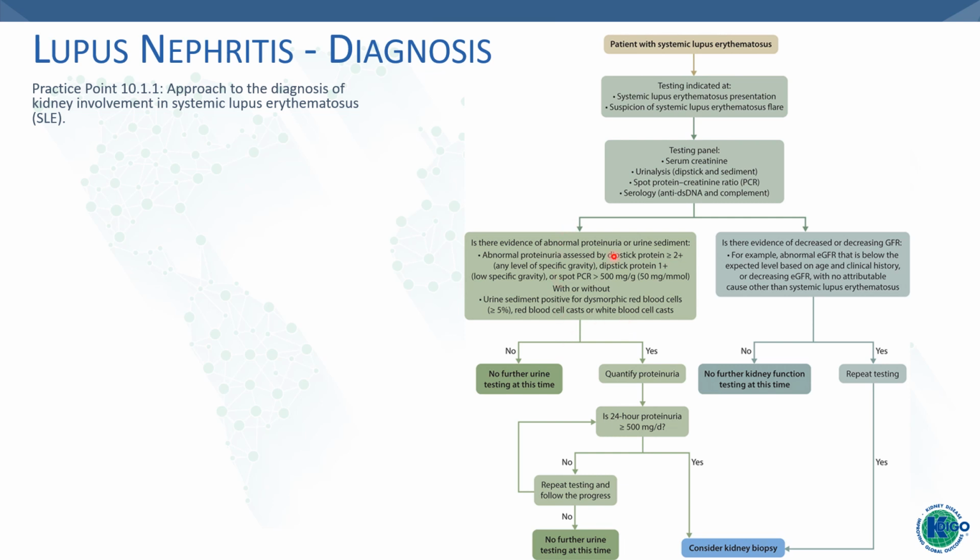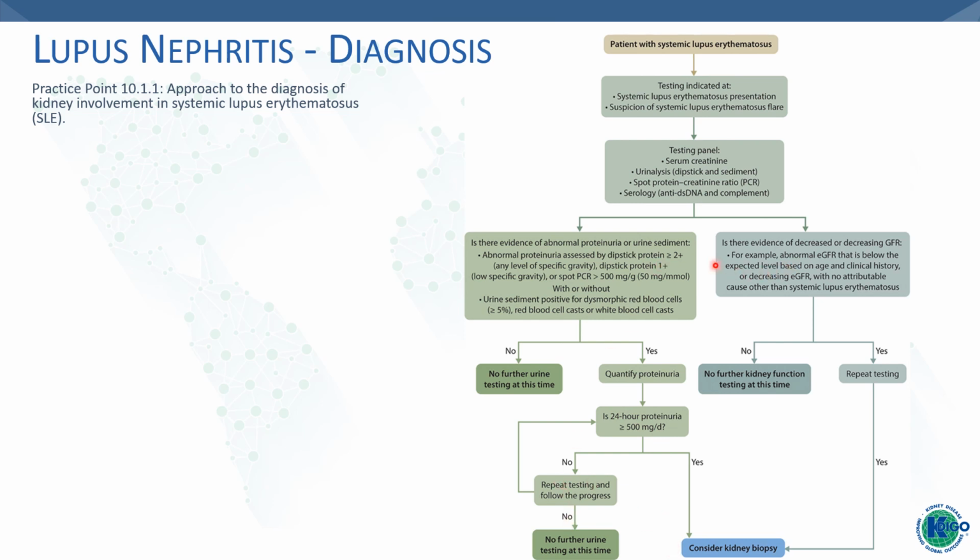If there is no evidence of abnormal protein or urine sediment, so no further urine testing at this time. If yes, there is evidence of abnormal protein or urinary sediment, we have to quantify proteinuria by 24-hour urinary protein. If 24-hour urinary protein is equal to or more than 500, you have to consider kidney biopsy. If not, you have to repeat the test and follow the progress. If the proteinuria increased, you have to do biopsy. If not, you will follow up the patients.